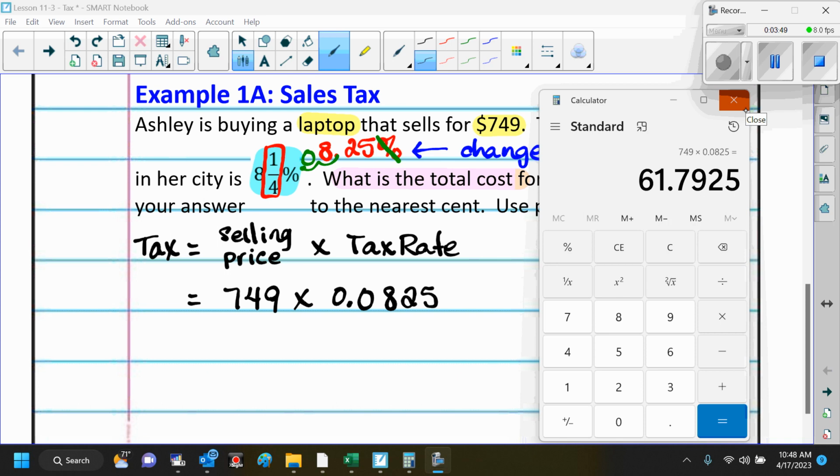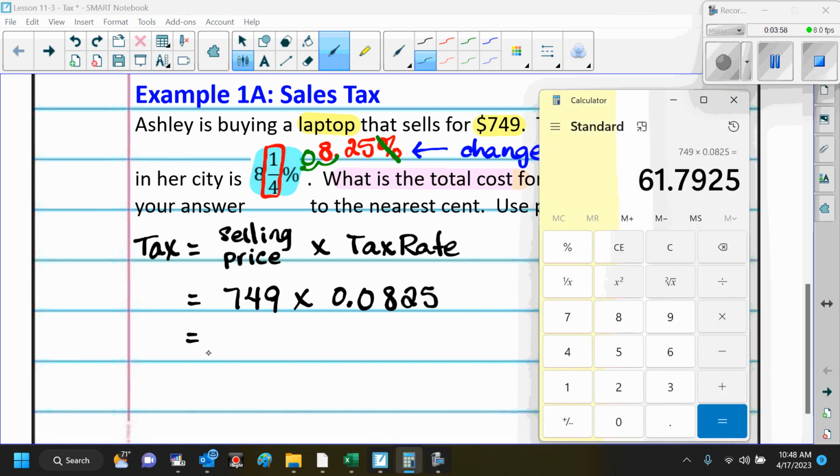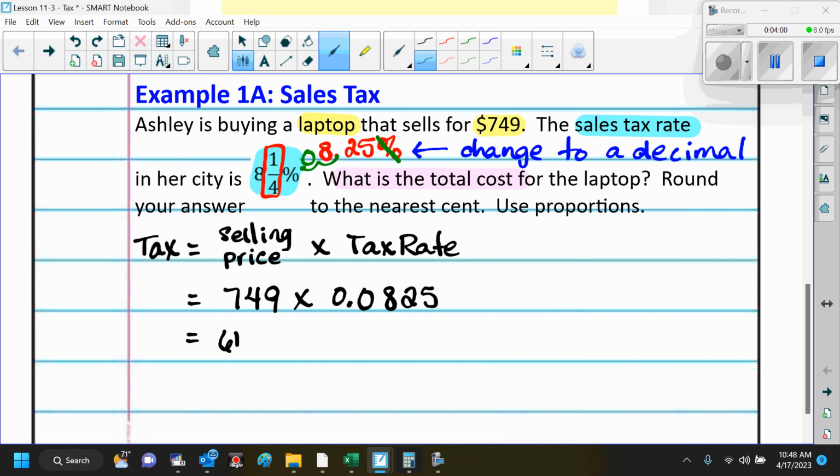Now, I do not want you to round in the middle of a problem, okay? You always wait until the end to round. So we're going to write 61.7925. Okay. Now, is that my final answer? No, we're rounding at the end. What do I do with that? That's the tax. Yep, we add it to what? Yeah, we're going to add to the selling price.